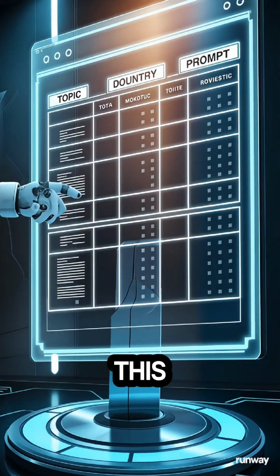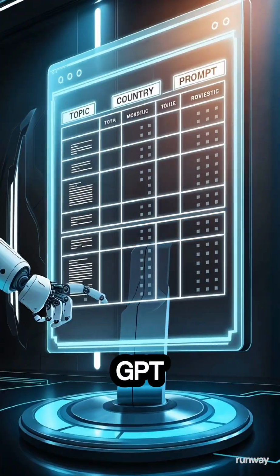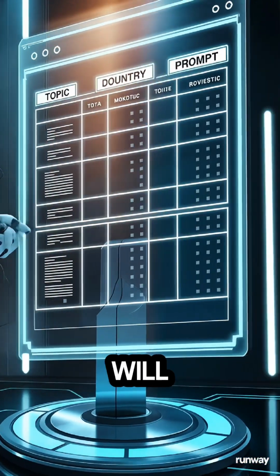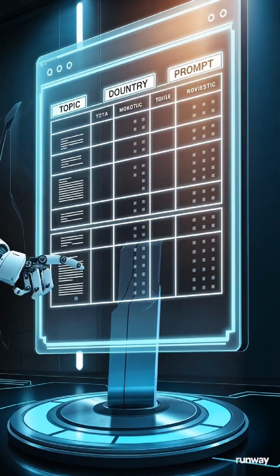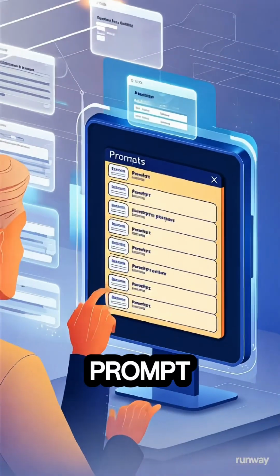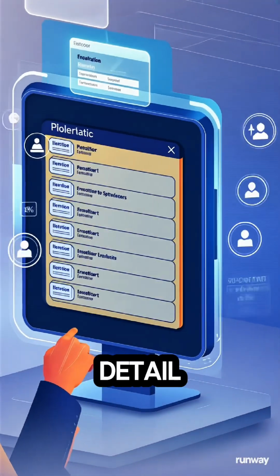To replicate this, the first tool we'll need is ChatGPT. With a pre-configured prompt, ChatGPT will generate exactly what we need: a table containing the topic, country, and an image generation prompt. I'll explain each part in detail.